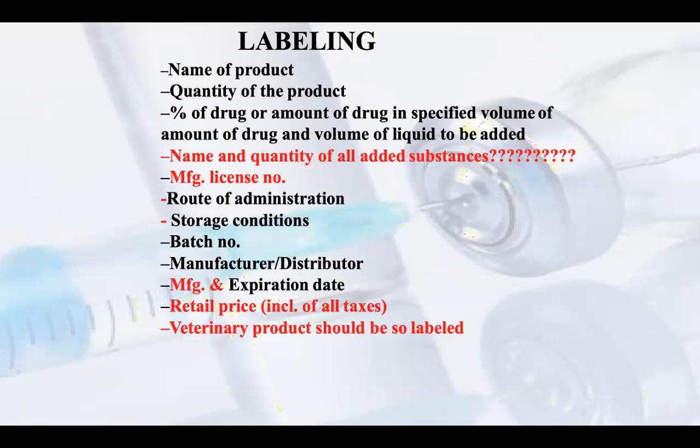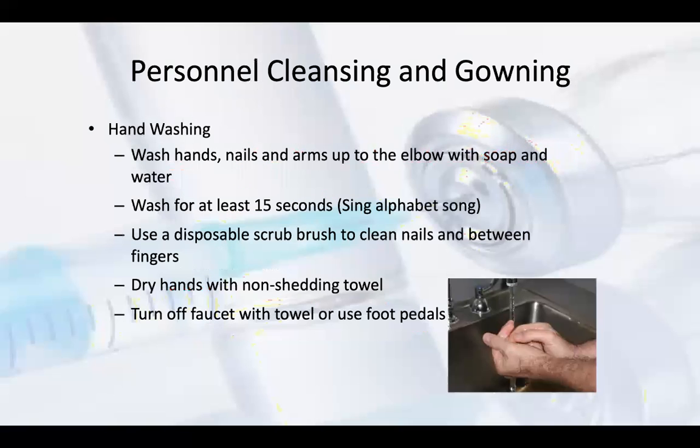Manufacturing and expiry date must be written. Stability date, manufacturing and expiry date should be written. Retail price, including all taxes, has to be written. If it is a veterinary product, they have to write for veterinary use. If it is human, no. If it's a veterinary product, they must write it for veterinary use only.